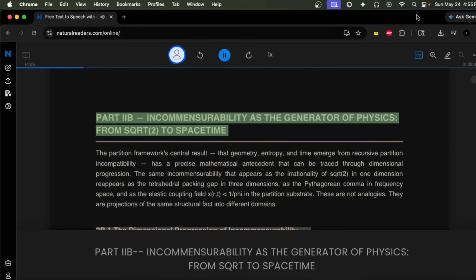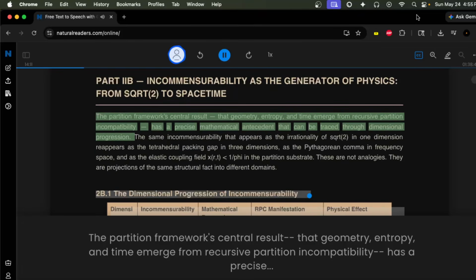Part IIB: incommensurability as the generator of physics, from √2 to spacetime. The partition framework's central result, that geometry, entropy, and time emerge from recursive partition incompatibility, has a precise mathematical antecedent that can be traced through dimensional progression.